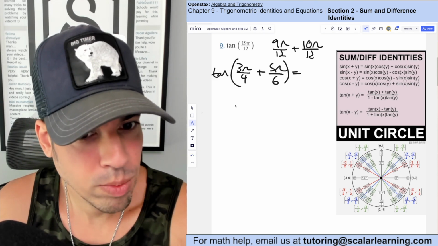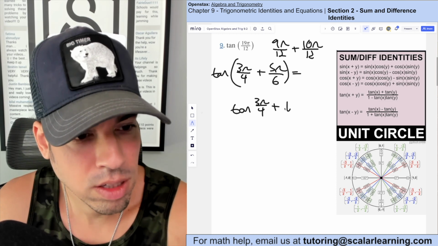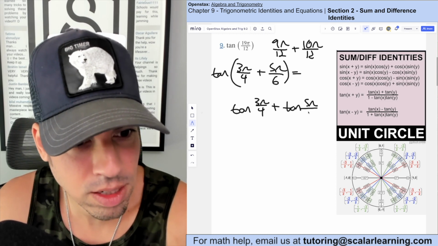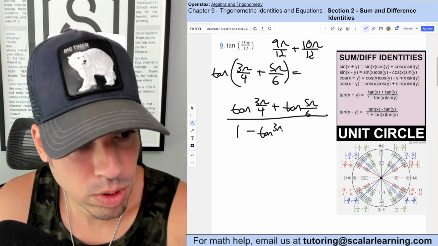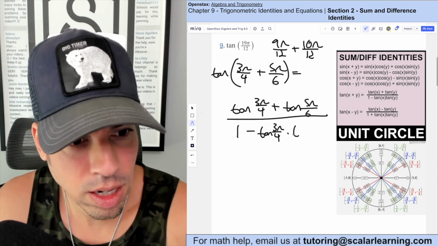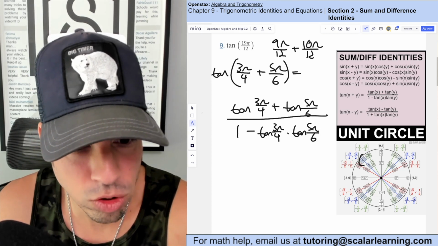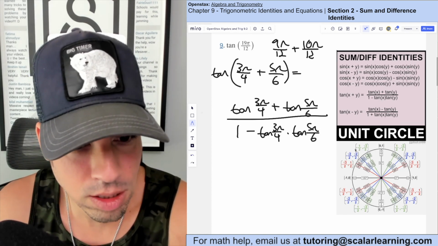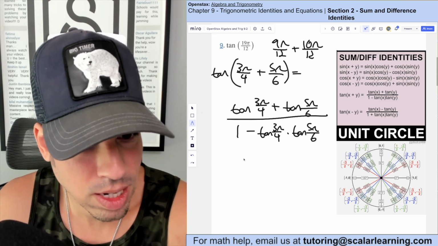So as we write this out, we get tangent of 3 pi fourths plus tangent of 5 pi 6 over 1 minus tangent of 3 pi fourths times tangent of 5 pi 6. Okay, let's evaluate that. So tangent of 3 pi fourths, here's 3 pi fourths. Tangent is the y over the x. Since they're both the same except for one's negative, that's going to be negative 1.